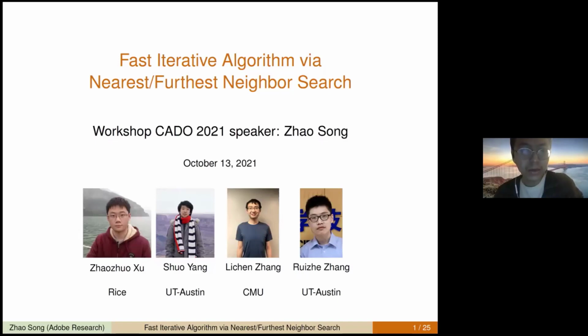Today I'm going to talk about some fast iterative algorithms using some new techniques which are not known in the literature, called nearest neighbor or furthest neighbor search. This is joint work with a bunch of students from Rice, UT Austin, and SMU.